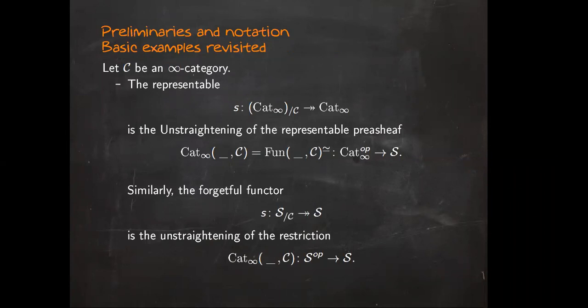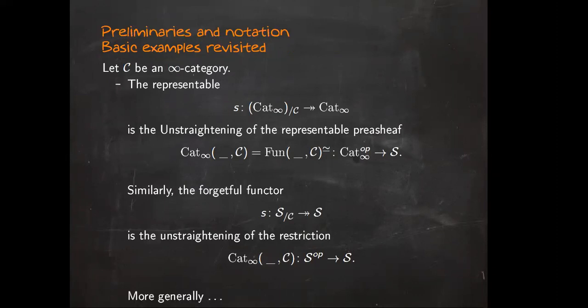Similarly, if we restrict that representable to spaces, its unstraightening is again given by something that's not quite representable. The notation is a bit misleading because C is not an infinity groupoid, right? If it were an infinity groupoid, this would be a representable. This is more like we can embed spaces in infinity categories, and this is the comma infinity category from the embedding over the object C in infinity categories.